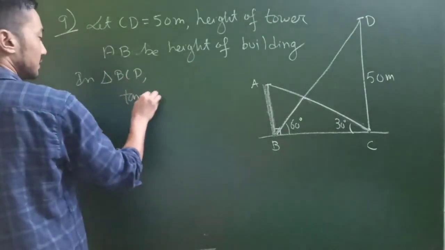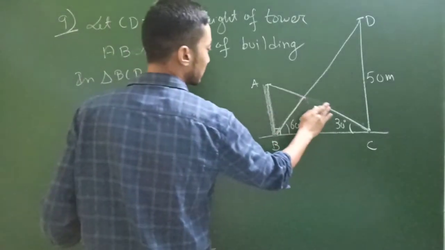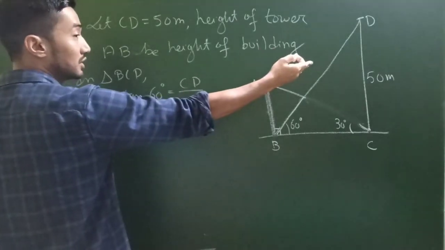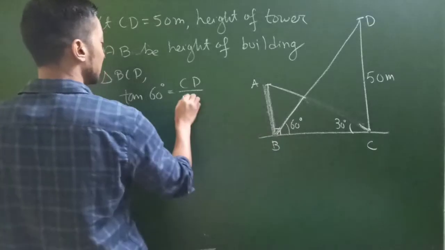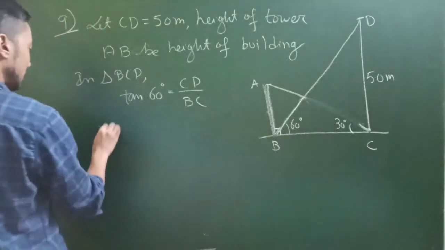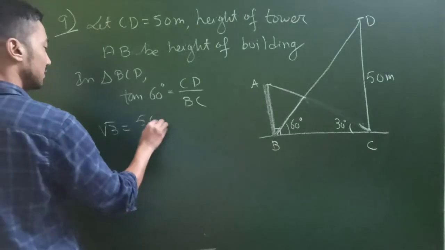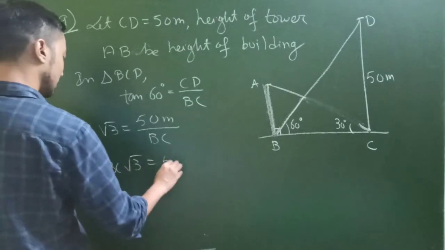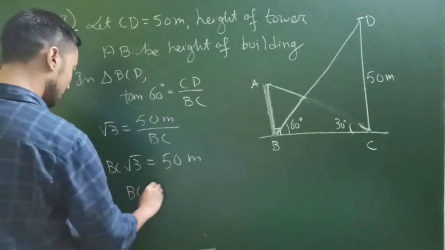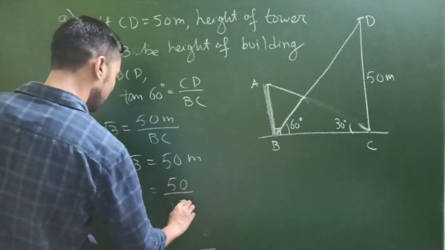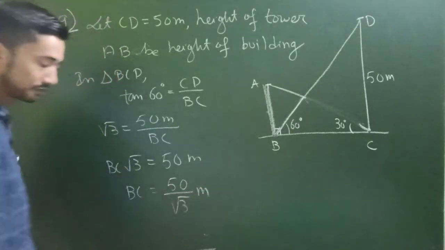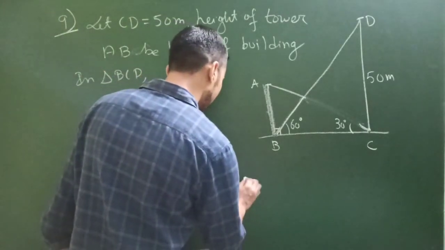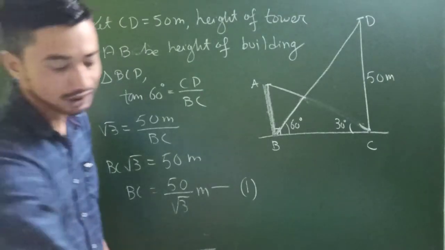In triangle BCD, we have tan of 60 degrees equal to CD by BC. One dimension is already there, so that might help me find out BC. That's why I'm choosing that triangle. Tan 60 is root 3, CD is 50 meter, and this is BC. So BC into root 3 equals 50 meter. So BC would be 50 upon root 3 meter. Let that be equation 1 for us.